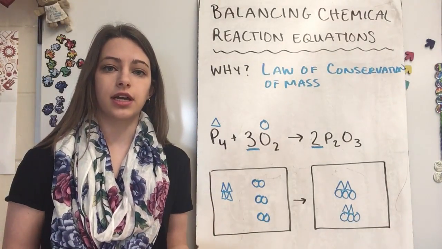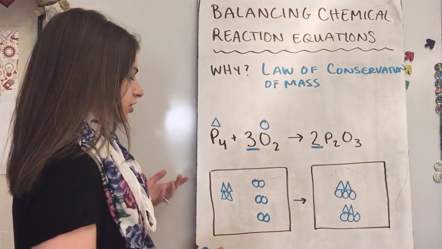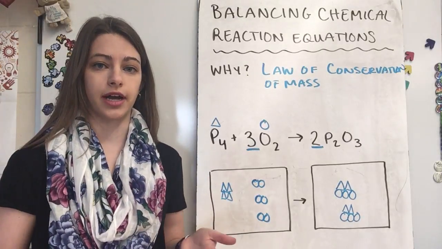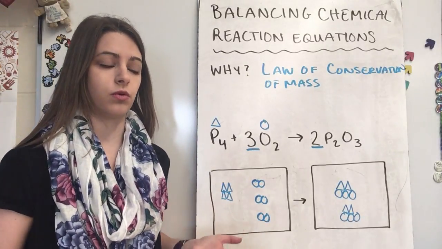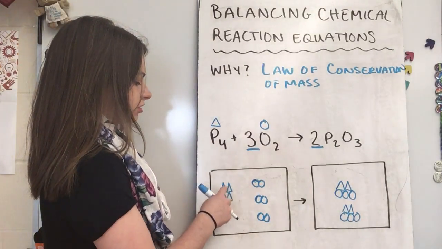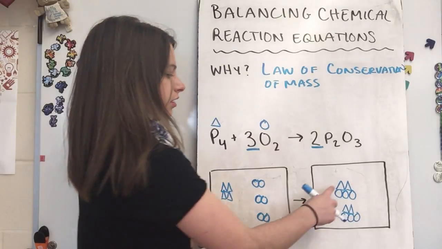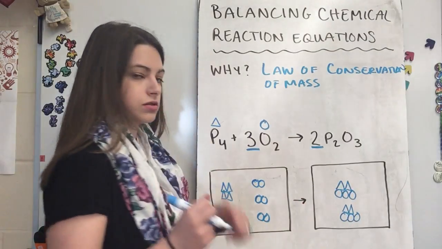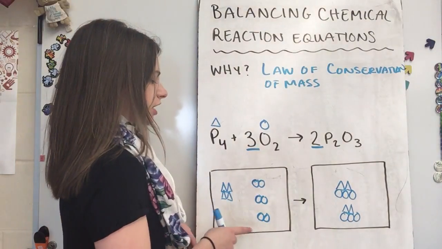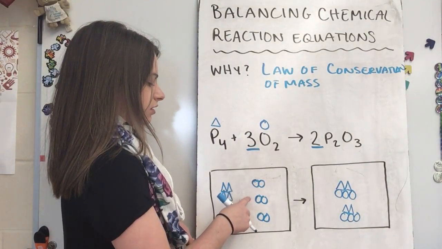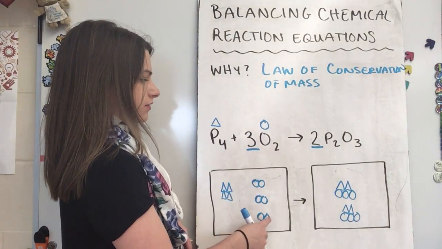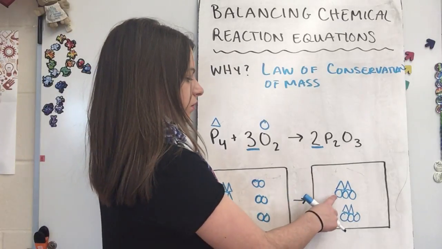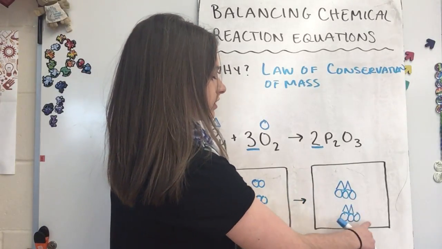Now, if I wanted to check the law of conservation of mass, I'm going to check to make sure that I have the same number of triangles and the same number of circles before and after. So I have 1, 2, 3, 4 triangles. I have 1, 2, 3, 4 triangles. So that's good. And then I'm going to check my oxygens. I have 6 over here. 1, 2, 3, 4, 5, 6. So I should have 6 after. 1, 2, 3, 4, 5, 6.